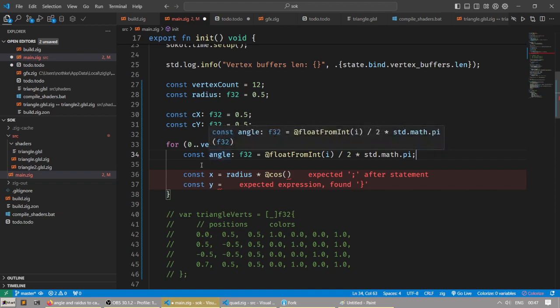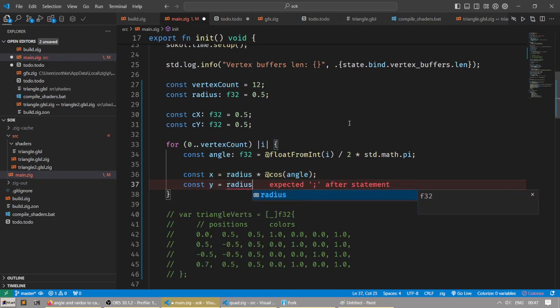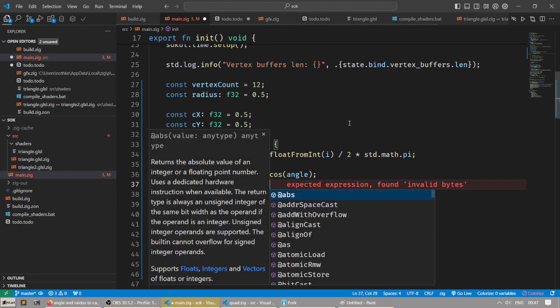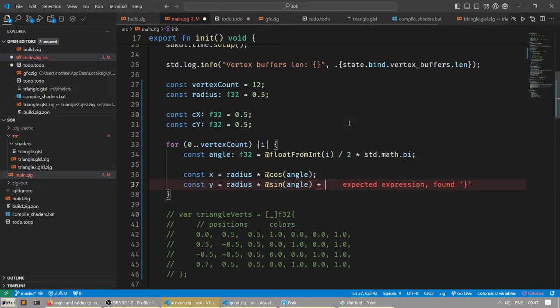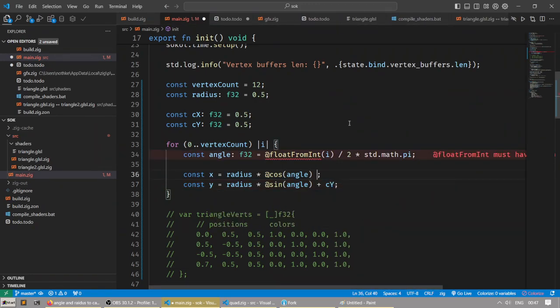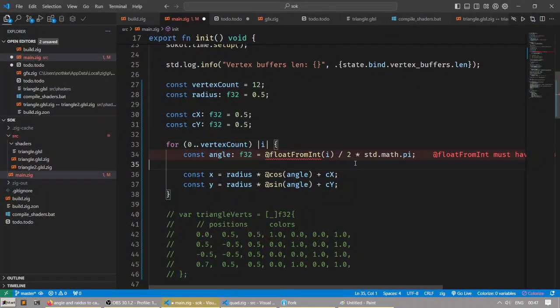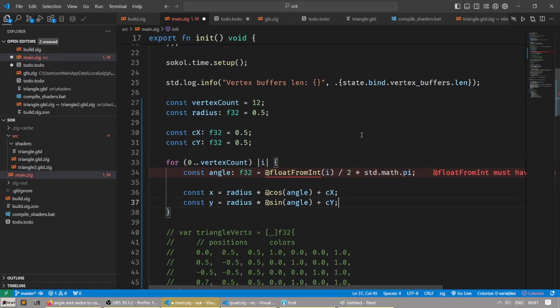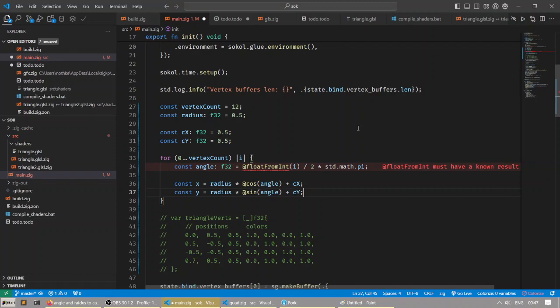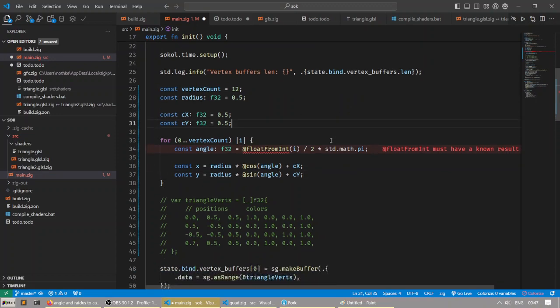Yeah, so we have a cosine of angle, and we have the radius by sine of angle. Plus, of course, the cy, which is our center, and cx, right? That is what Google said as well. In mathematics, to calculate the Cartesian coordinates, yeah, cosine a plus x, and that is it. And that should give us the circle, hopefully. Okay, so what do we do with the x and the y? Well, we are going to add them into our triangles.